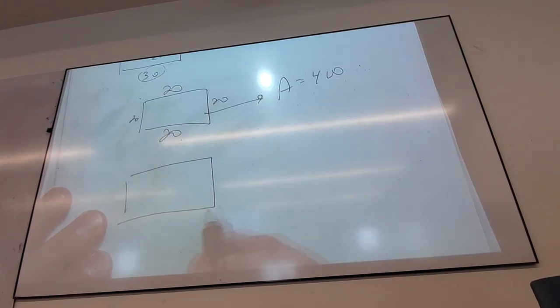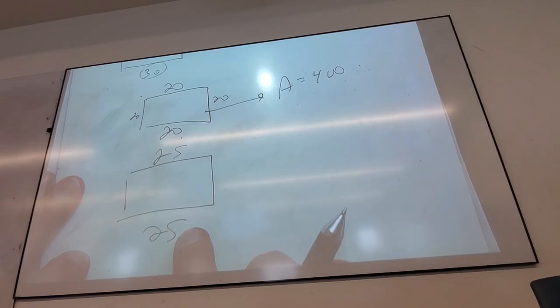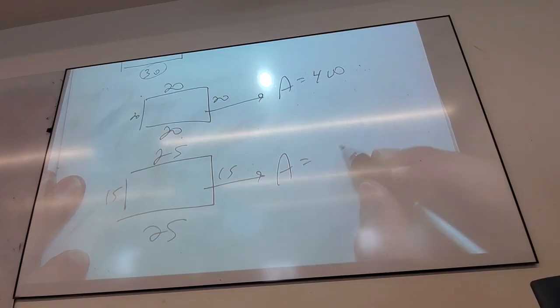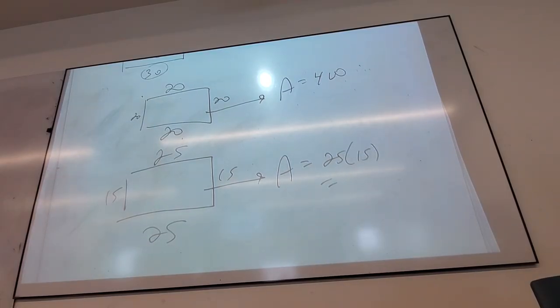What will work for this? Well, 25. 25, great. What would these be? 25 and 25 is 50. How much do I have left? So these could be 15 and 15. What would the area be? 375.